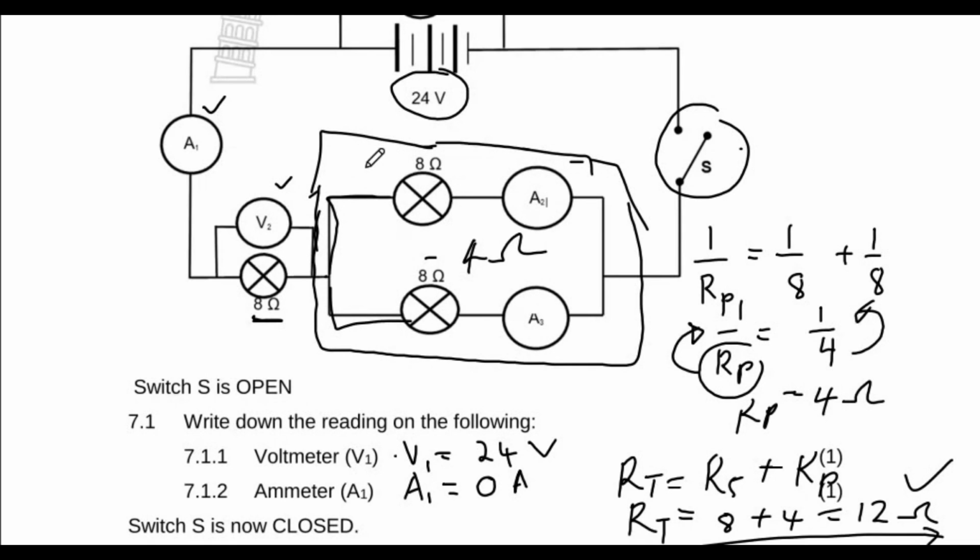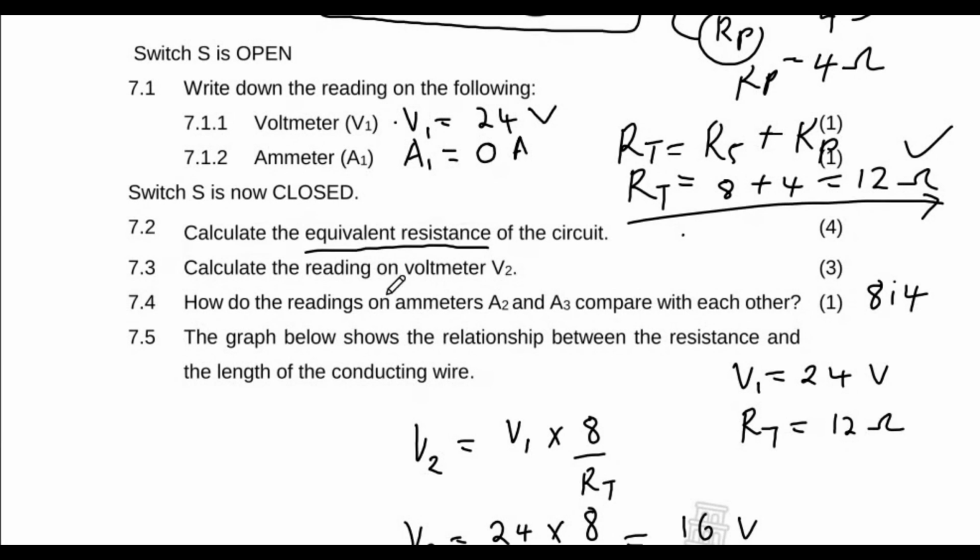So if the current going through here is 1 ampere, the current going through this one will also be 1 ampere. So it means that they will be the same. So you can just write they are the same. The ammeters there will measure the same current.